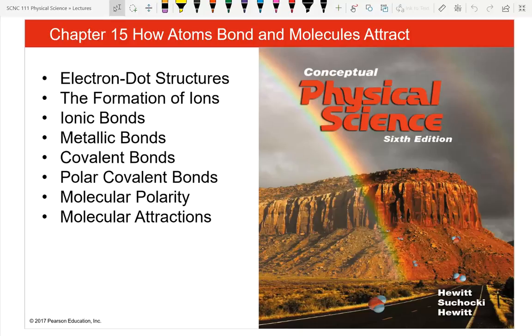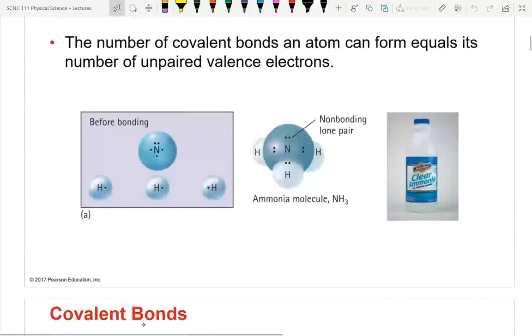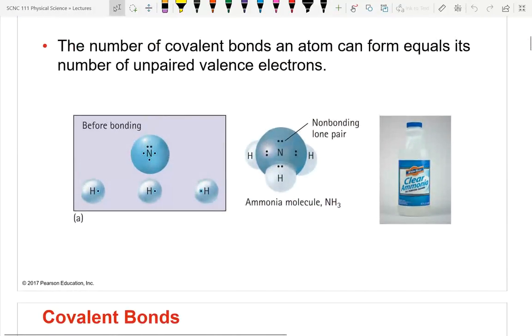Then we had covalent bonds. Covalent bonds are where valence electrons are being shared between two atoms. So you can form covalent bonds. The number of covalent bonds you can form is equal to the number of unpaired valence electrons.